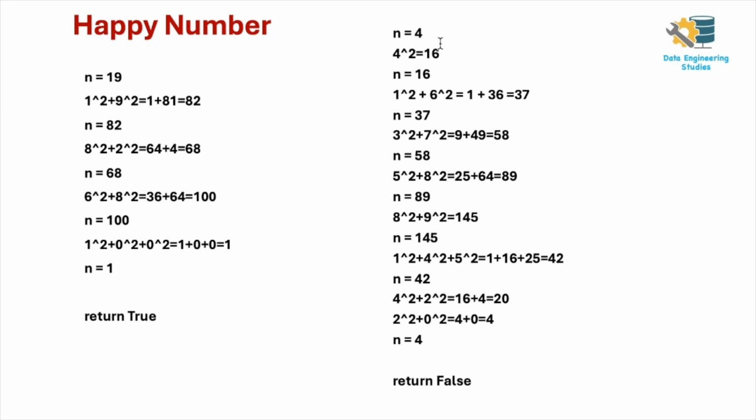On each step, we will store the value of n in a set and we will find the sum of square of each digit. On each step, if the value of n is already there in the set, then the number is not a happy number. If not, we will repeat the same steps until n becomes 1. If n becomes 1, the number is a happy number. We will just return true. I hope the approach is clear. Now let's get into the implementation.